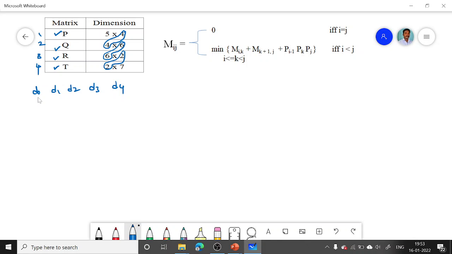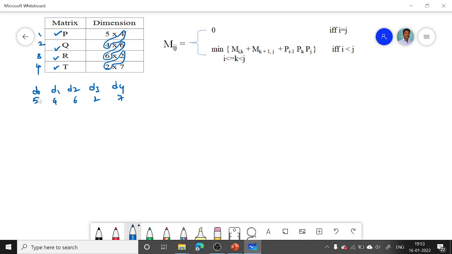So what is the first dimension? 5. Second dimension 4. Third dimension 6. Fourth one 2. And the last one 7. Okay. So totally these are the 5 dimensions we have.